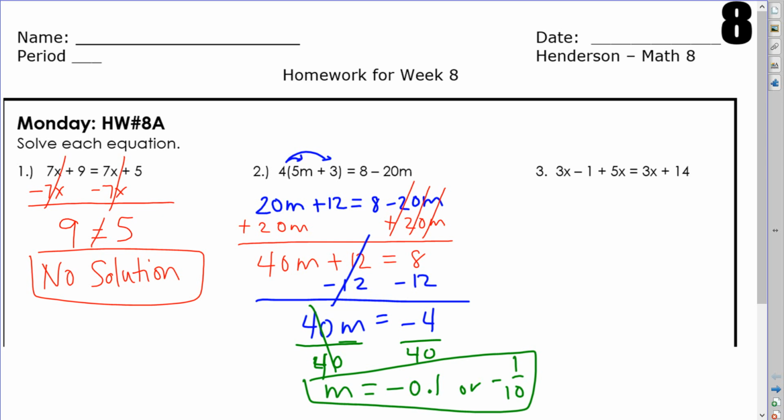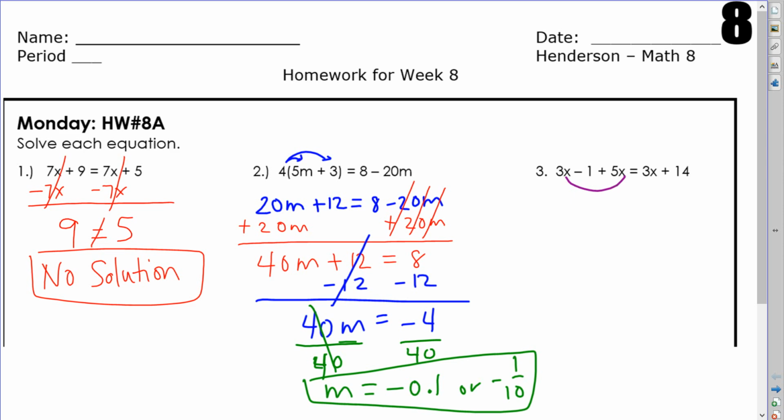For our last question, number 3, my left side of the equation has 3 terms. 1, 2, 3 terms. You can never have more than 2. If you have more than 2, it's because some of them can be combined. So these two both have x's. I am not going to do an inverse operation here.